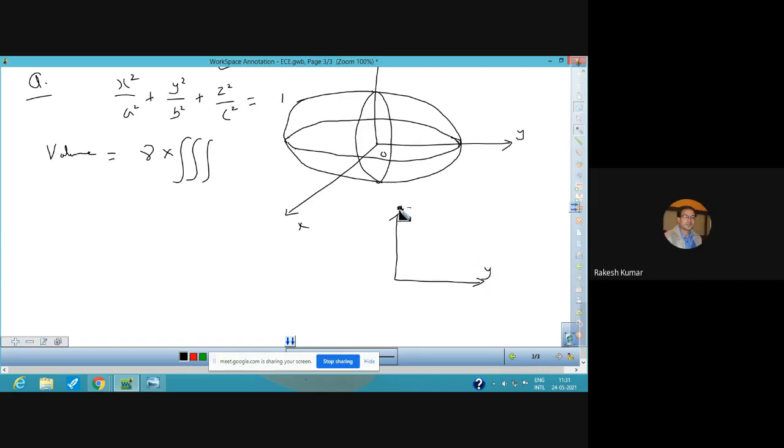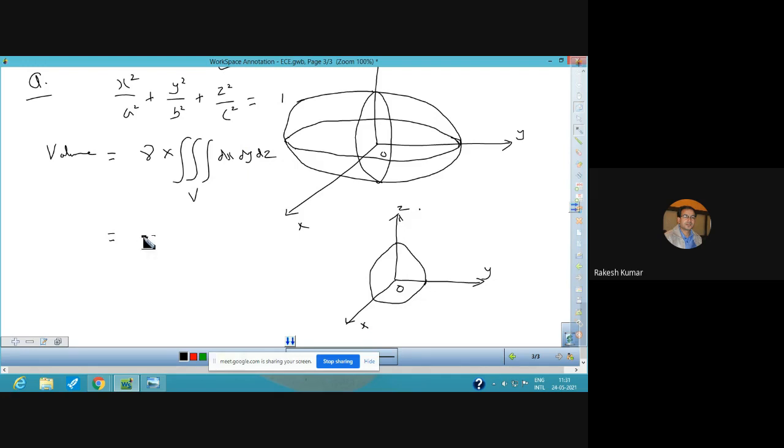So this is y, this is z, and similarly we will have x. So your shape will be like this. So this is in xz, and similarly in xy, and similarly in yz. Like this, there are sides of the surfaces, and total 8 times will be the volume in the first octant. So the volume in the first octant is the triple integral of dx dy dz over V.